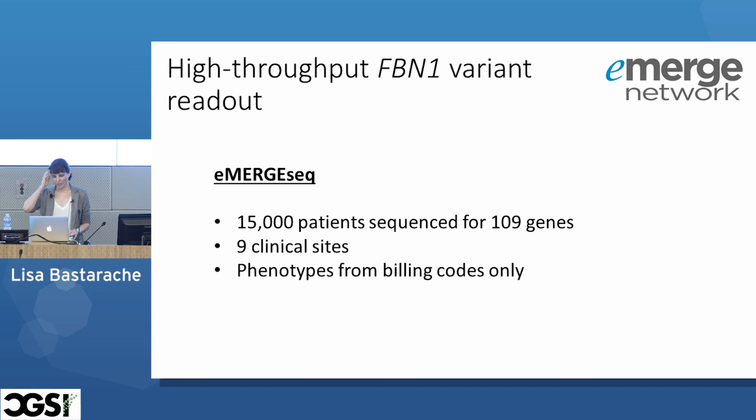In the paper that we published last year, we used a really small data set, but we recently were able to apply this, with the eMERGE network data, round 4 of eMERGE, in the way it was meant to be applied. For this eMERGE project, we had 15,000 patients who were sequenced for 109 genes across 9 different clinical sites, including Vanderbilt. This is the same network where we share phenotype and genotype information.